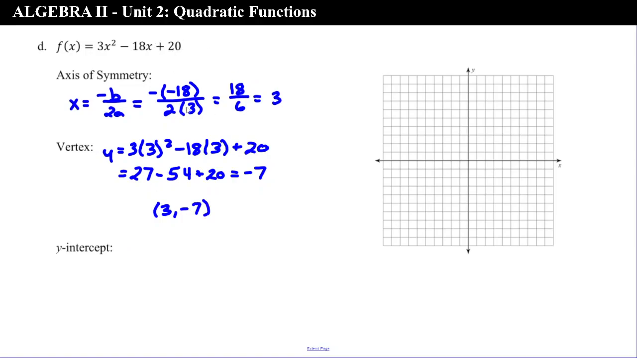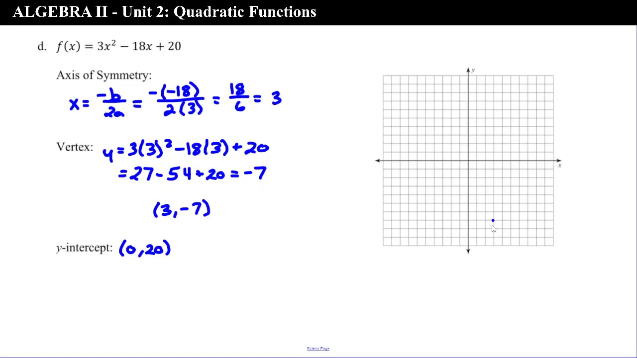And our y-intercept is 0, 20 from that c value. Again, that y-intercept is not going to do us much good, but we do have the vertex. So we have 3, negative 7, 1, 2, 3, 4, 5, 6, 7. So that gets plotted right there.